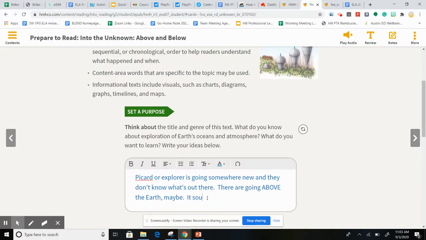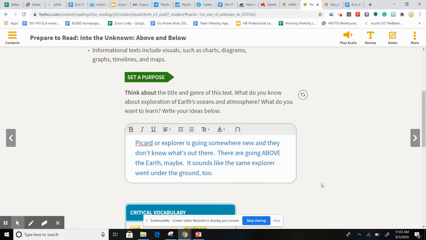It sounds like the same explorer went under the earth, under the ground too. All right, so we've got that cleared.